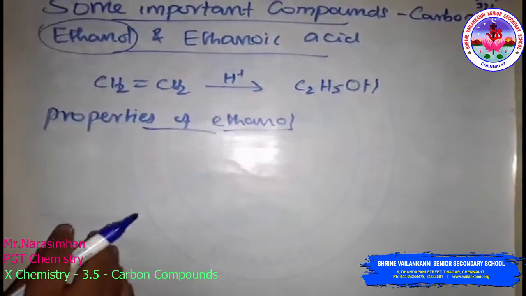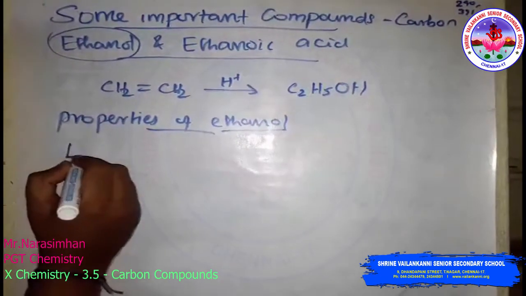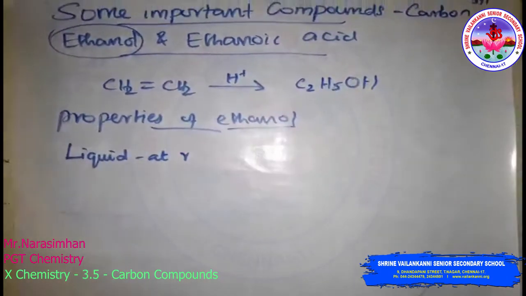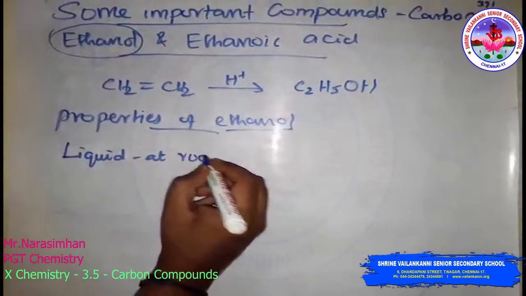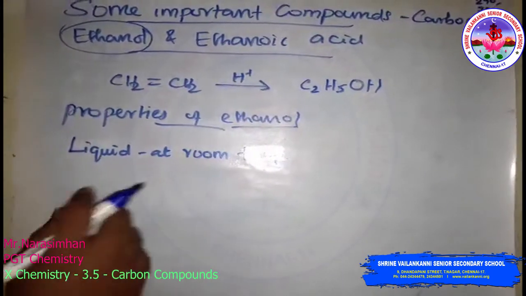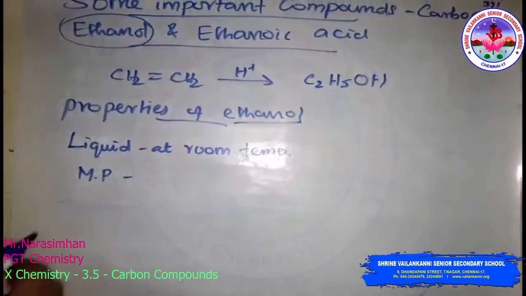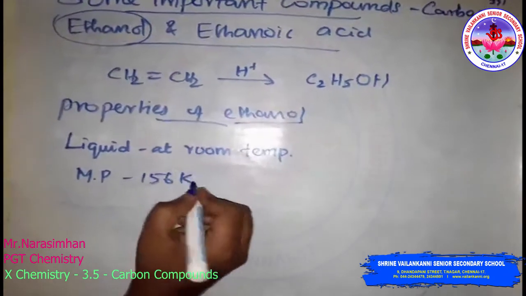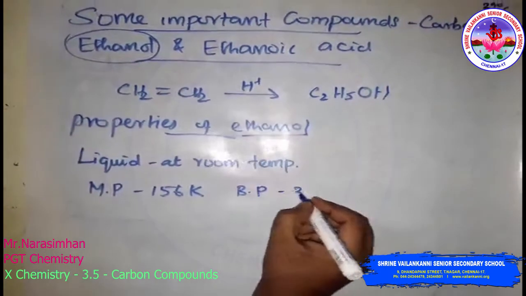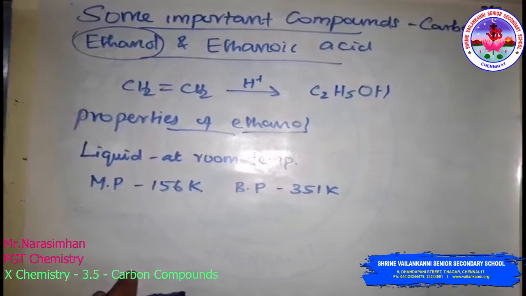Then the properties of ethanol. Ethanol is usually a liquid at room temperature. Then the melting point and the boiling point. The melting point of ethanol is 156 Kelvin and the boiling point is 351 Kelvin. So this is the melting and boiling point of ethanol.